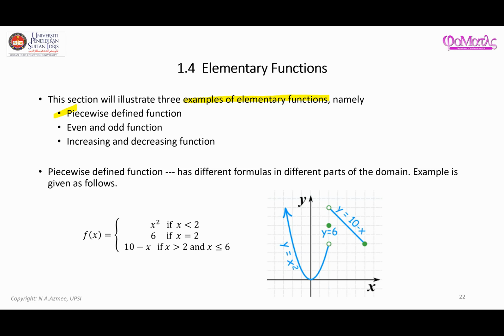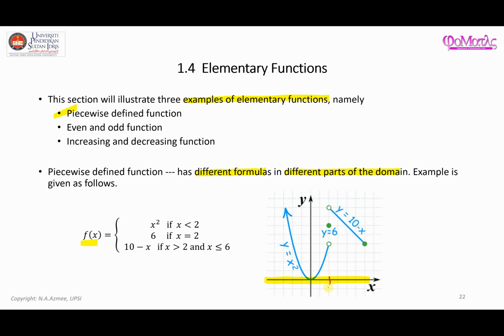Okay, so when you talk about the piecewise defined function, we can simply say that it is just about having different formulas in different parts of the domain. So if, for example, you have function f(x) here, so your domain is x, and based on this graph here, I'm sure you can identify that there are three different parts.